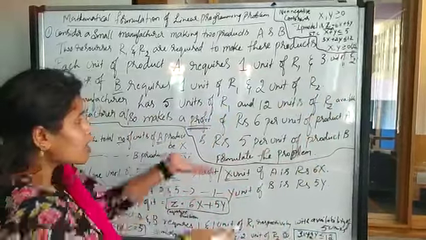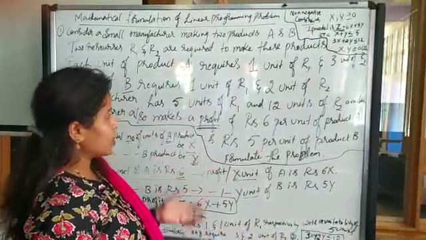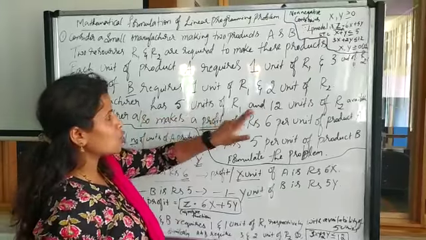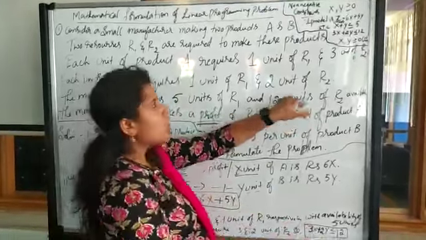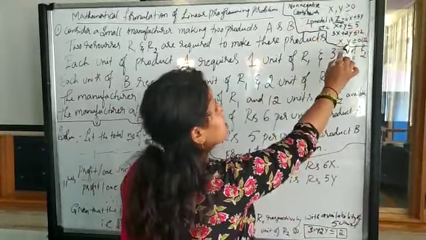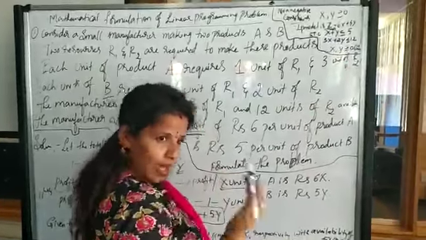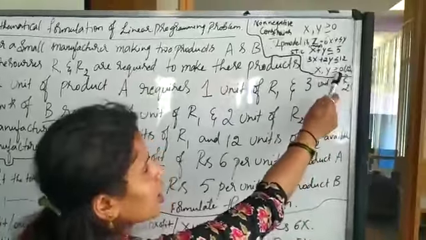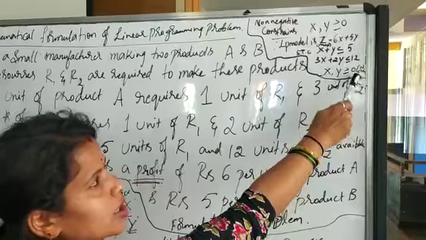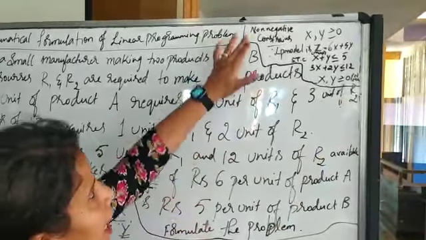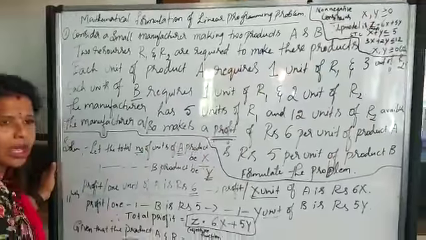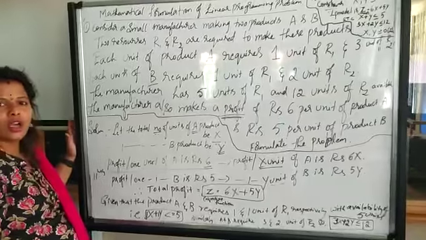Why is it less than or equal to? Because the manufacturer has only 5 units of R1 and 12 units of R2, so the requirement cannot exceed that. So it should be less than or equal to 5 and 12. And at the end, x comma y greater than or equal to 0, the non-negative constraints, which I have written as NNC. At the end, please put a box and specify it after writing each and everything. This is the first problem.